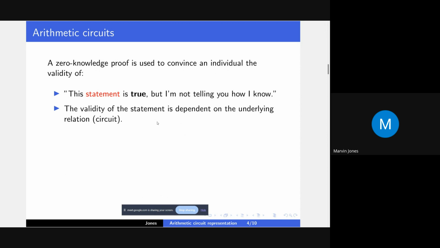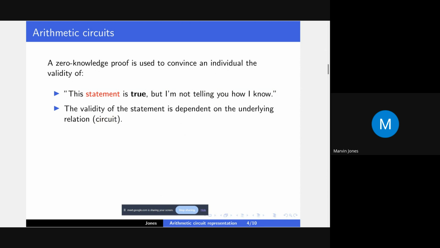All right. So a zero knowledge proof that we have been talking about all the time essentially boils down to me saying this statement is true, but I'm not going to tell you why it's true, how I know it's true. I'm just going to convince you that this statement is true. So we are demonstrating the validity of this. Now a statement has to be in terms of some underlying relation or circuit.